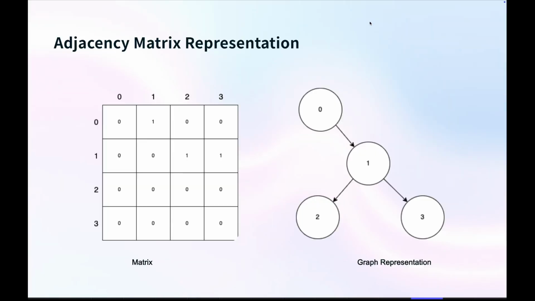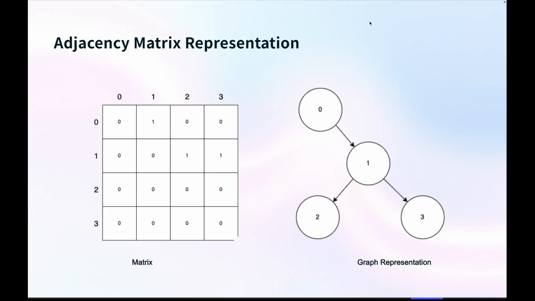So here, as you can see, is the visualization of the adjacency matrix. On the left side, you can see the matrix. It's a grid. It is a two-dimensional array, and it's better to look at it this way if you visualize it. And on the right side, you can see the graph representation. Each 1 in the matrix corresponds to an edge between two vertices.